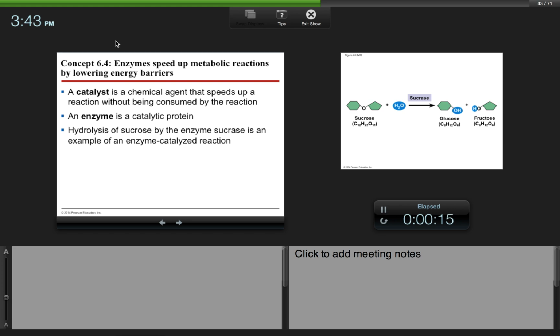A catalyst is a chemical agent that speeds up a chemical reaction without being consumed by the reaction. An enzyme, which is a protein, is a catalytic protein. Hydrolysis of sucrose by the enzyme sucrase is an example of an enzyme-catalyzed reaction. Remember that your enzymes are going to end in ASE.